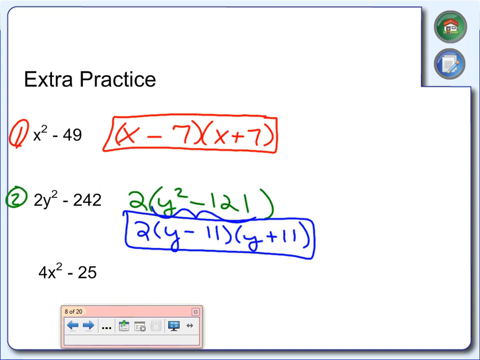All 3 of us. All right, I want you to try that last one on your own. See if you can do that one by yourself. 4x squared minus 25. What are the factors? What 2 things can we multiply together to get 4x squared minus 25? What are the factors? Look for the GCF first. If there is no GCF, then we'll try that difference of squares. But you always want to try your GCF first. Greatest common factor.